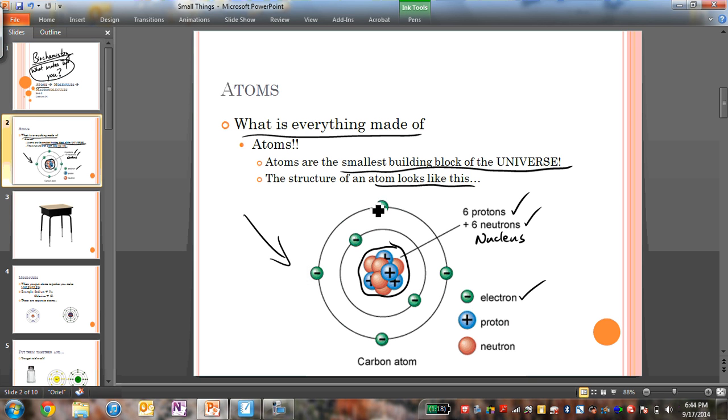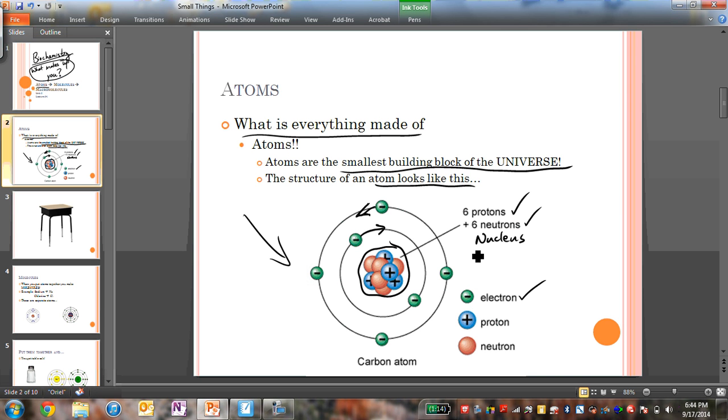The electrons float around the outside in various directions. So maybe this one is going in this direction, and maybe this one is going in this direction. Basically, they're buzzing around the nucleus at speeds you can't even think of. That's how fast they're going. And what they're doing is connecting to other atoms to make up the chair you're sitting on, or the desk you're in front of. So these atoms are very important.